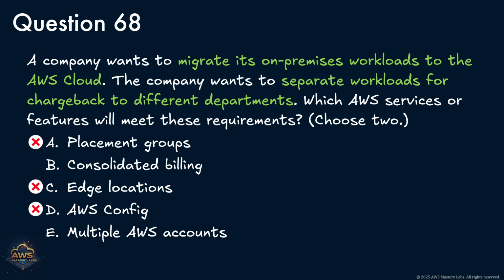Option D, AWS Config. AWS Config is a service that tracks resource configuration changes and compliance over time. While helpful for governance and auditing, it doesn't support workload separation or cost tracking tied to organizational units or departments. Incorrect because it is not related to financial chargeback or workload partitioning.